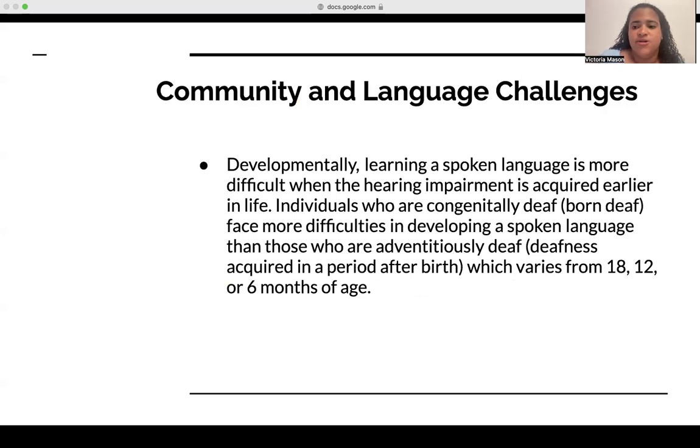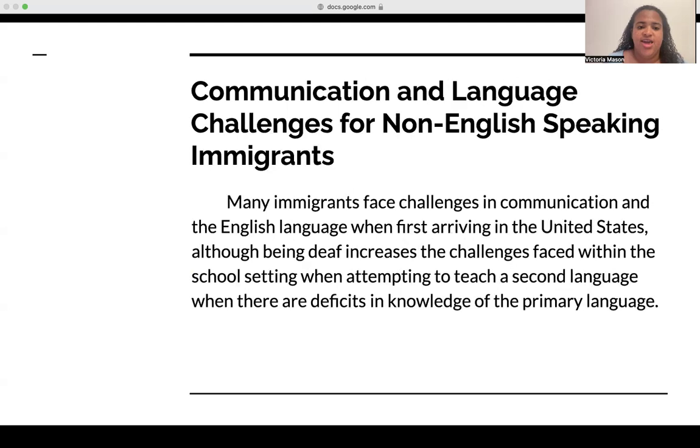Developmentally, learning a spoken language is more difficult when the hearing impairment is acquired earlier in life. Individuals who are congenitally deaf, so born deaf, face more difficulties in developing a spoken language than those who are adventitiously deaf. So that means deafness acquired in a period after birth, which varies from 18 to 12 to 6 months of age.